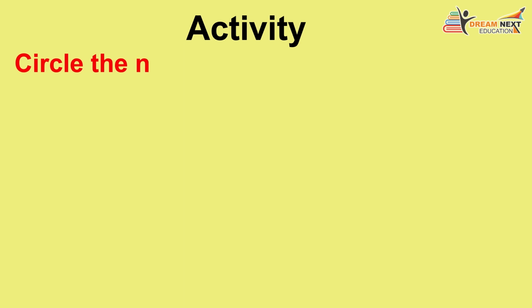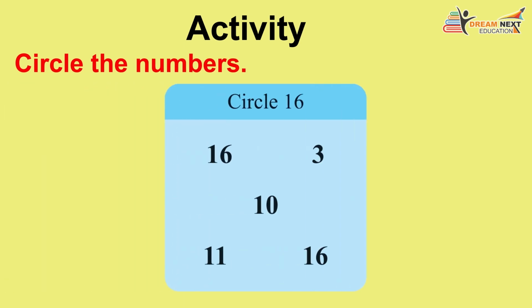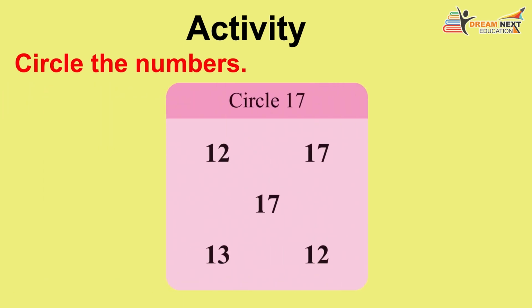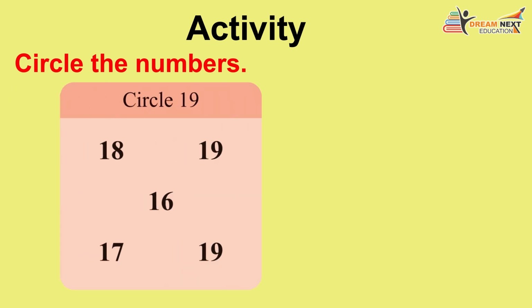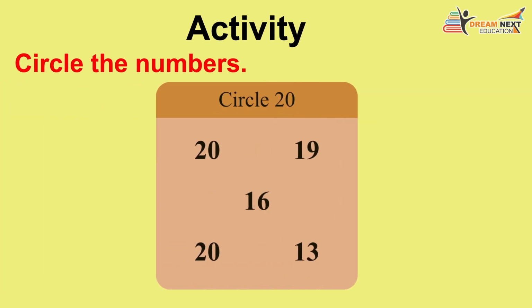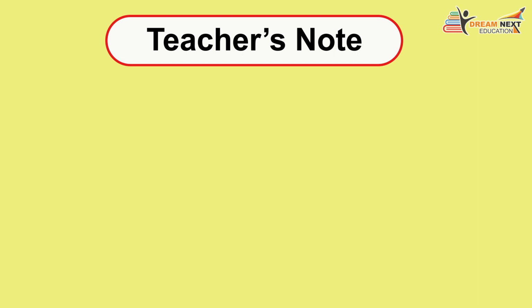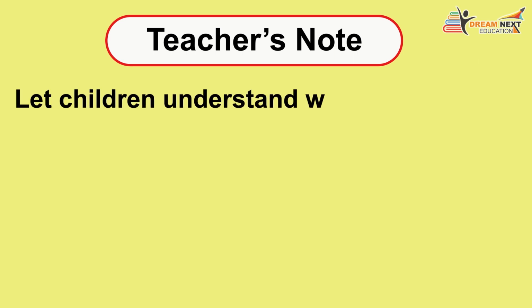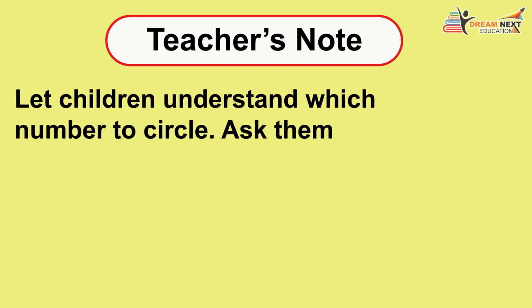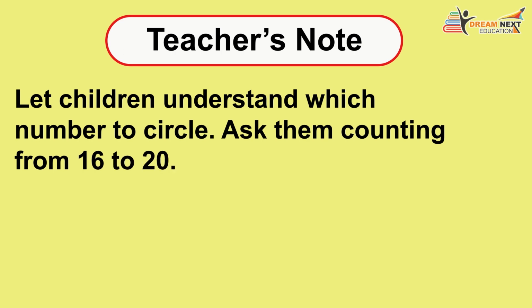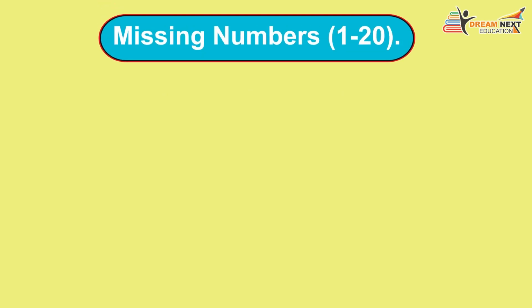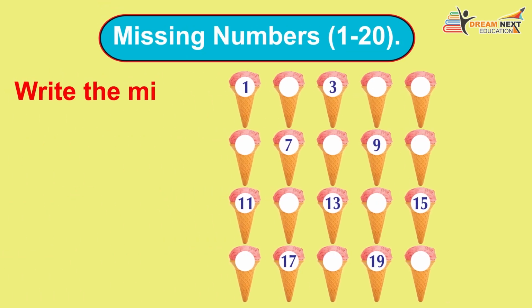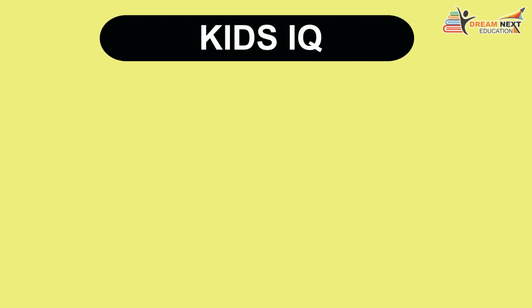Activity. Circle the numbers. Circle 16. Circle 17. Circle 18. Circle 19. Circle 20. Teacher's note. Let children understand which number to circle. Ask them counting from 16 to 20. Missing numbers 1 to 20. Write the missing numbers. Kids IQ.